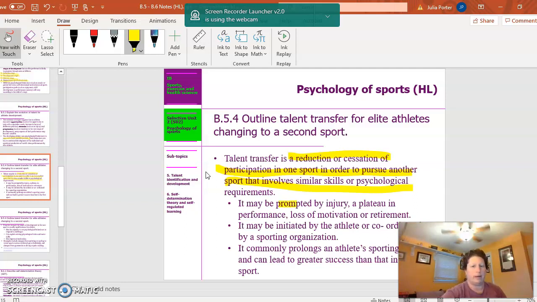Sometimes it's prompted by injury, sometimes it's loss of motivation, right? Athletes will transfer sports to prolong their sporting career. Okay, they want to stay active, so they go find an activity that doesn't hurt their body if they're doing it because of injury issues.